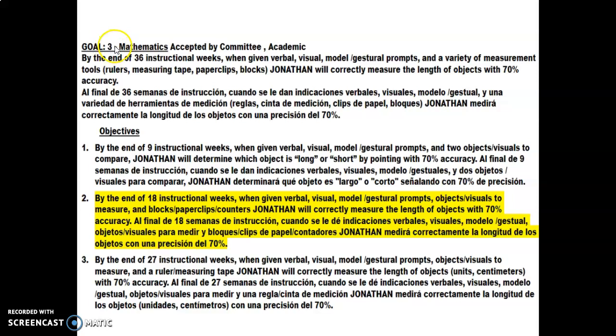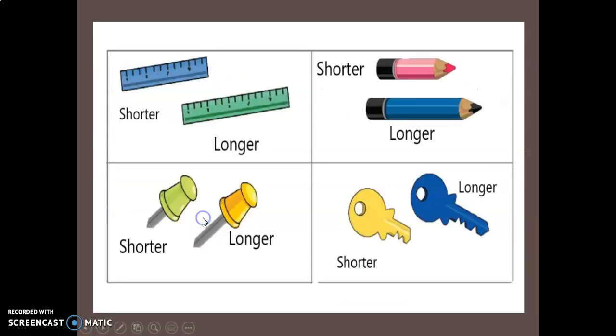So right now we're doing goal 3, your mathematics, and your objective number 2. So let's get started. Here is an example of what you will be doing. You'll be measuring to see which one's shorter and which one's longer, and writing down which one's shorter and longer.